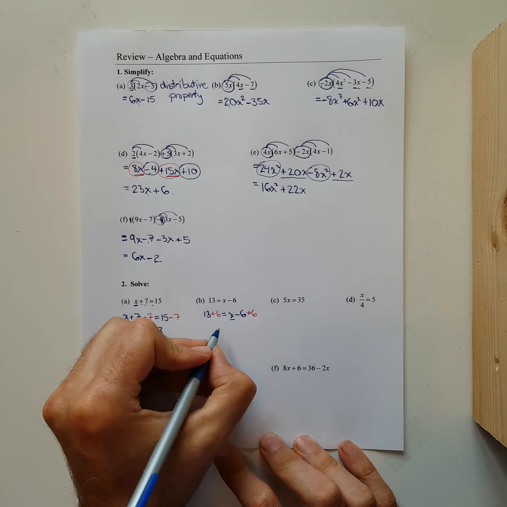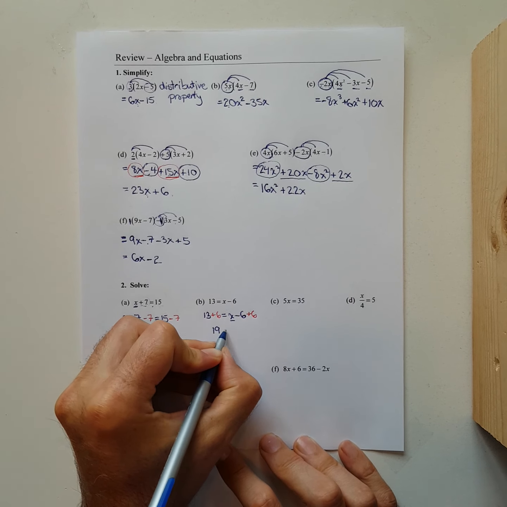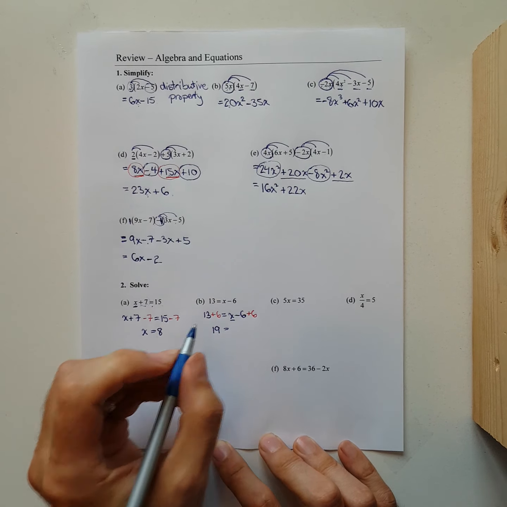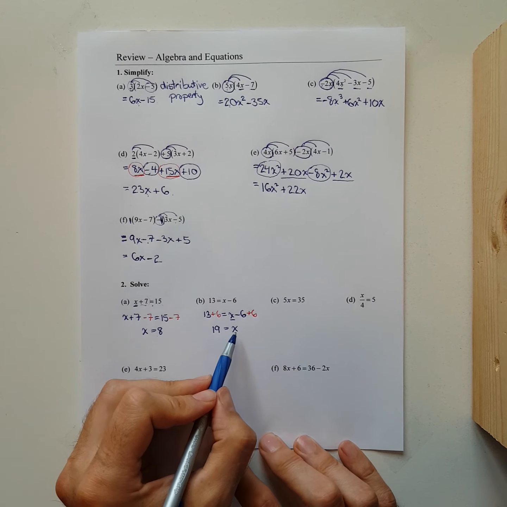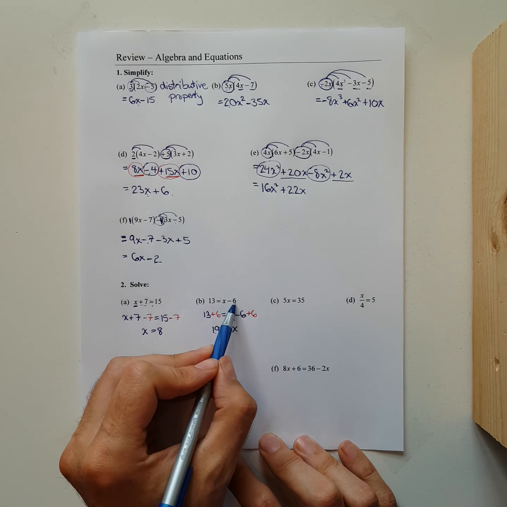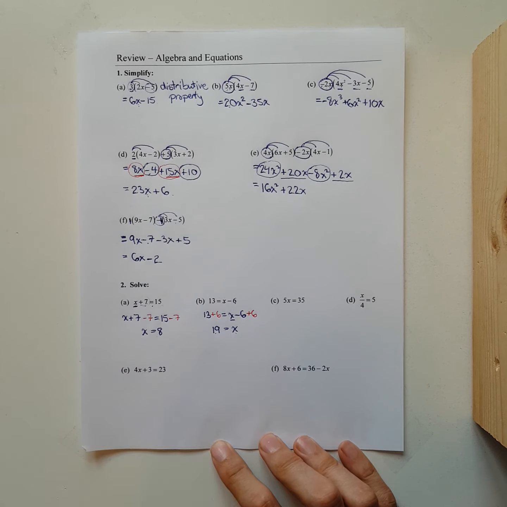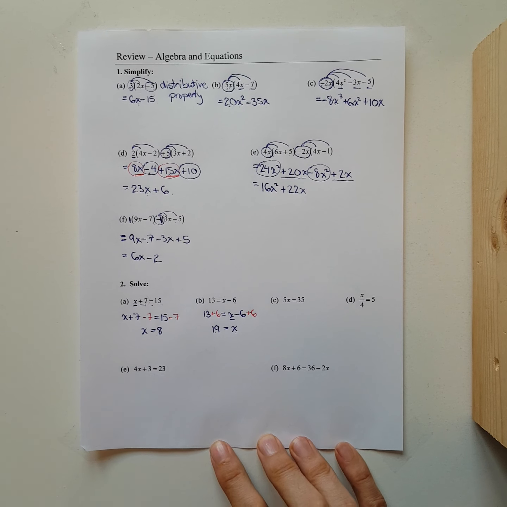And if I do that, the left-hand side becomes 19, and excuse me, the right-hand side becomes x. And again, we can check, does that make sense? 19 minus 6 would be 13, so we are getting the right answer.